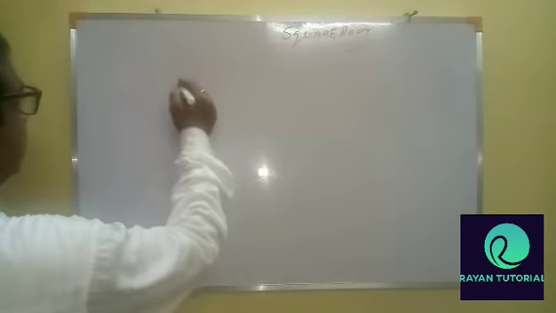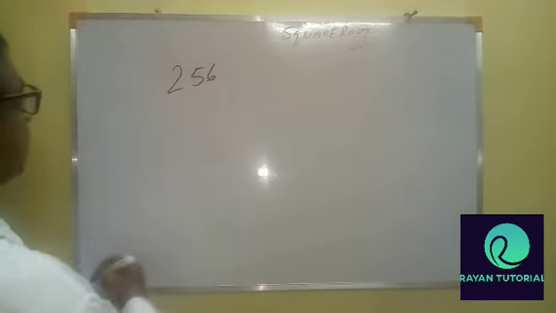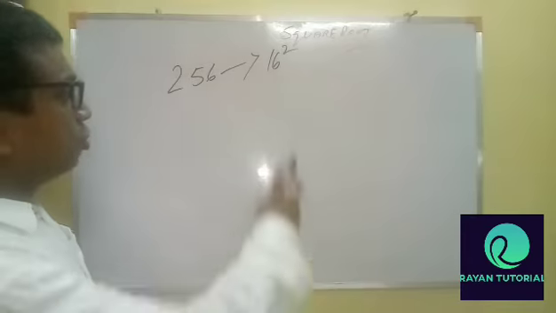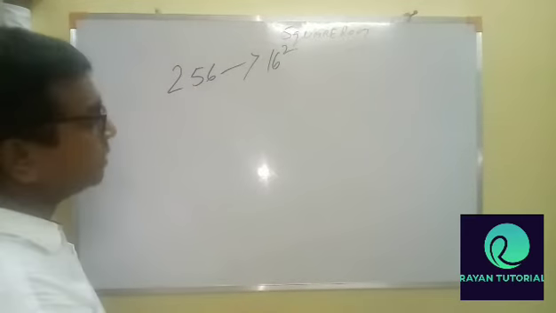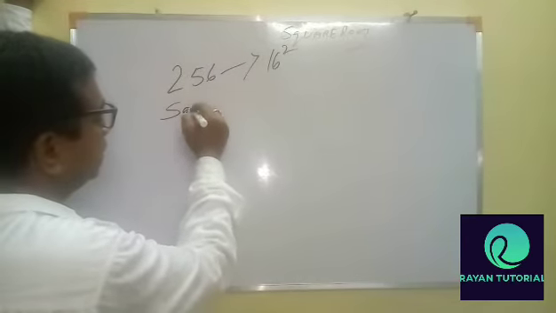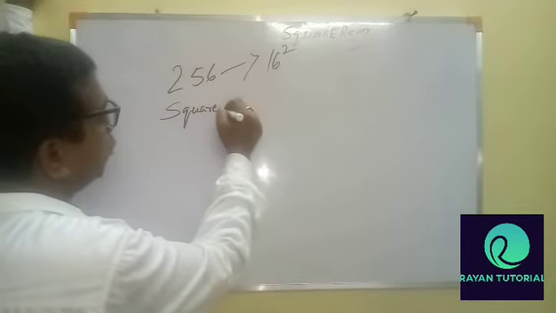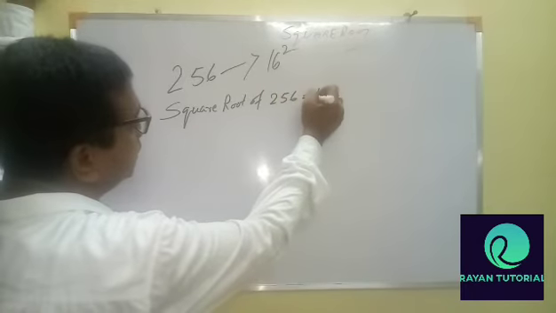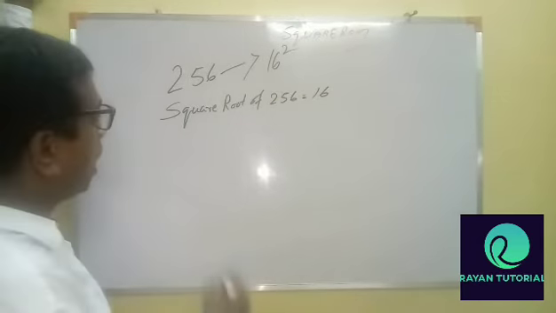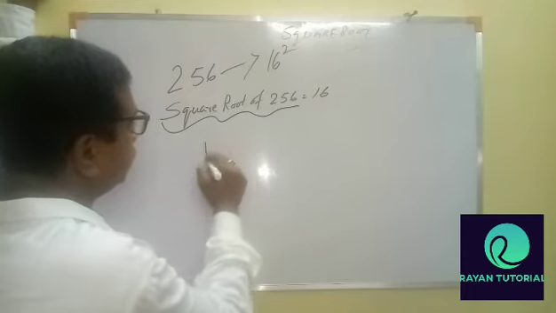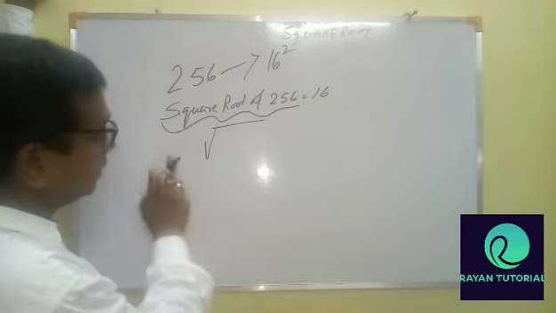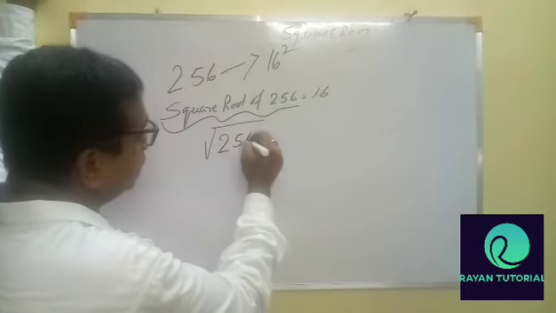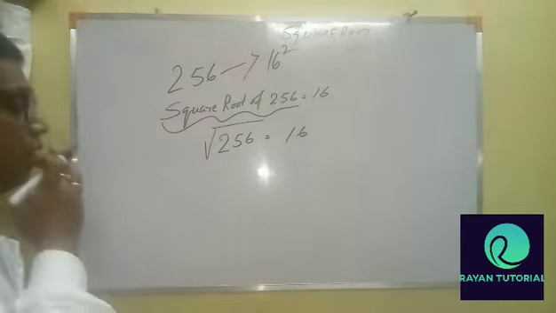Just now I said 256. This one means 16 square. So 16 square is 256, and the square root of 256 is equal to 16. How will I write it? We should put this sign. This is the sign of square root. So square root of 256 is equal to 16.